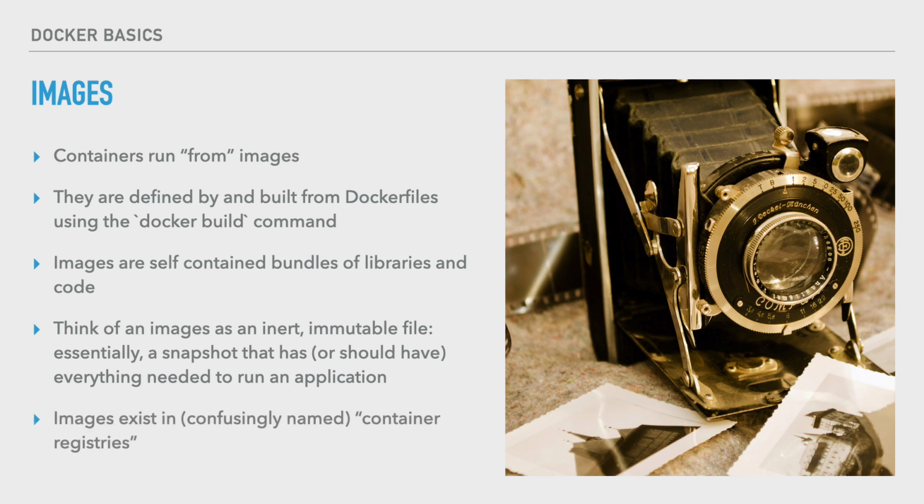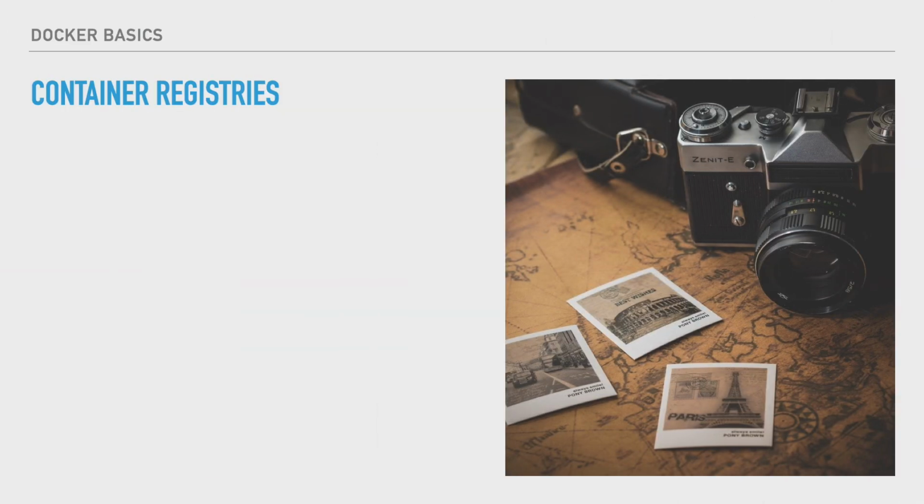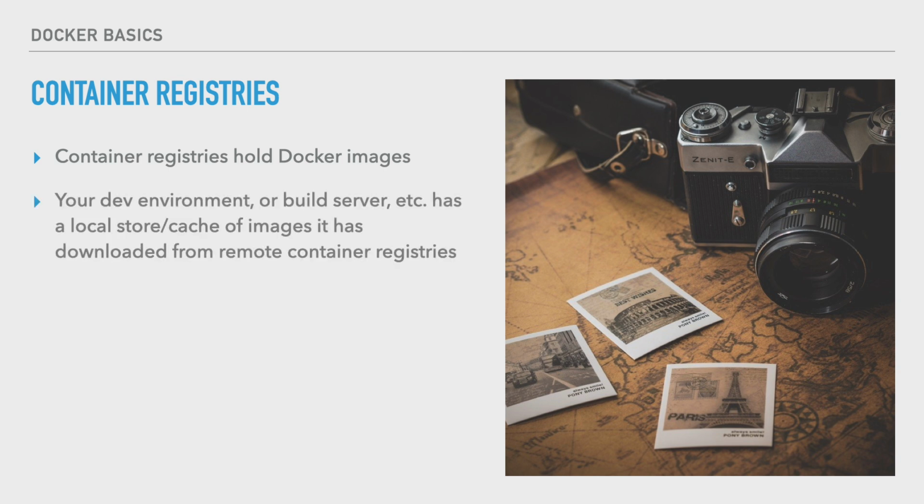And images exist in container registries, which unfortunately is a name I find a tad confusing because containers are distinct from images. But nevertheless, let's talk now about container registries. The images we create have to live somewhere, and that somewhere is container registries. Your dev environment, build server, staging server, and your production server will all have a local cache or store of images, and those locally stored images are downloaded from remote container registries.